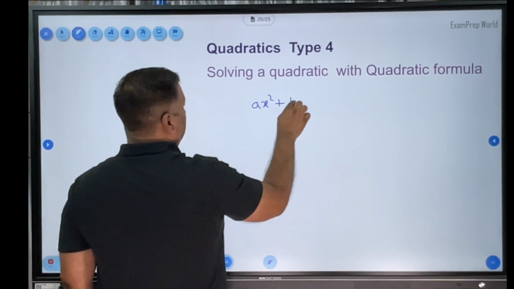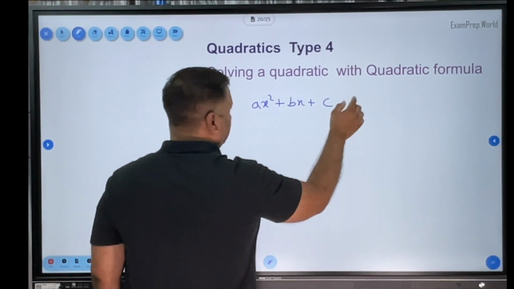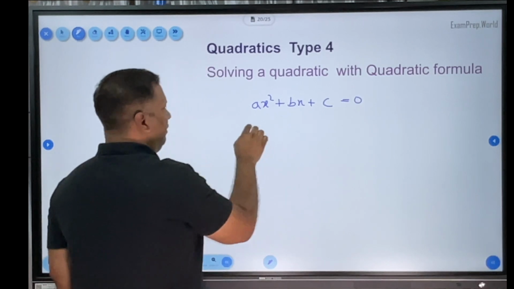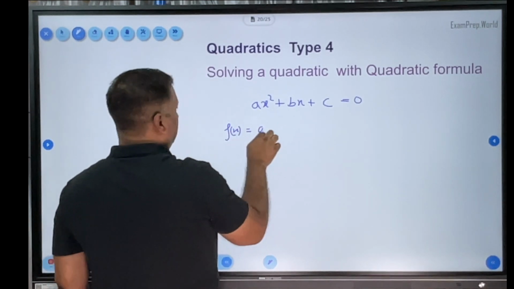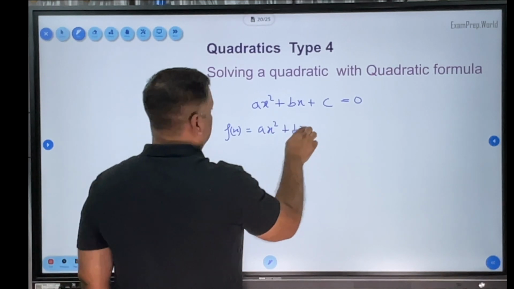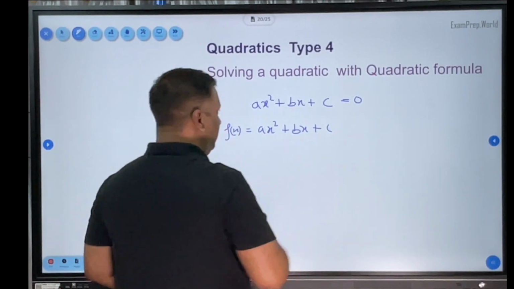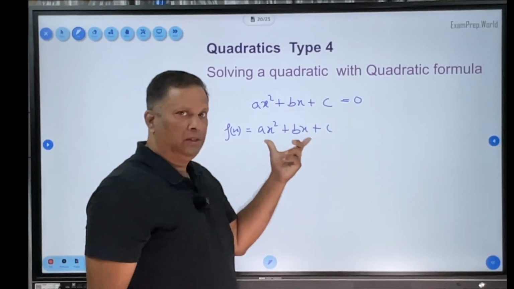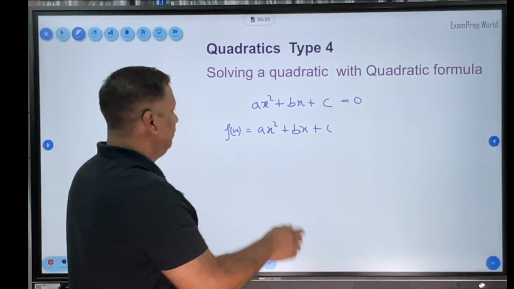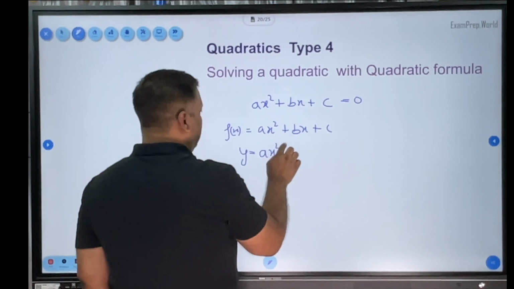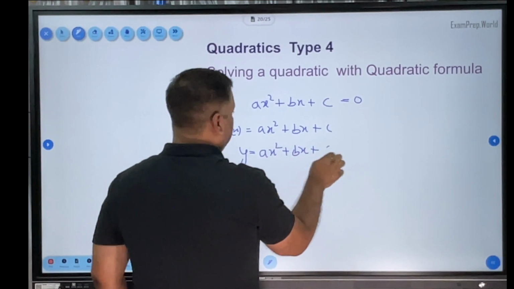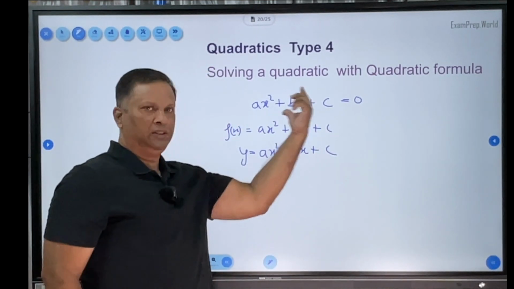ax square plus bx plus c equal to 0, or you may be having a quadratic as a function where it is the same thing, bx plus c, right? This is the quadratic equation and this is the quadratic function. A function can also be written with dependent and independent variables, y equals x square plus bx plus c. Both are functions and this is a standard one.